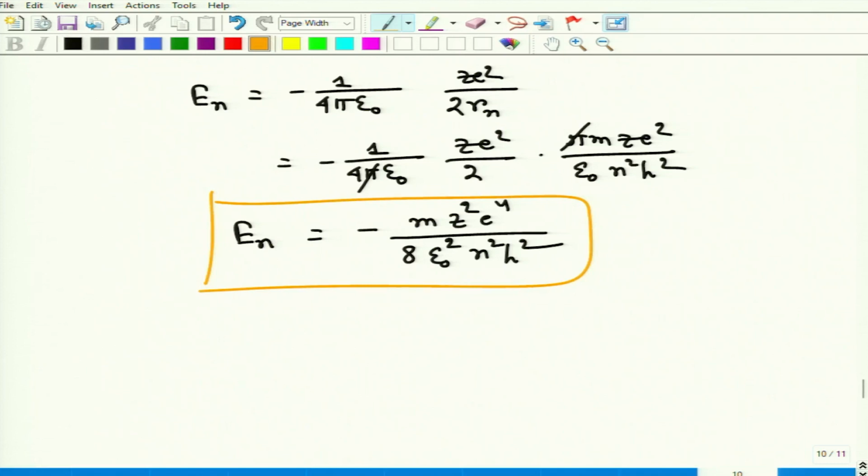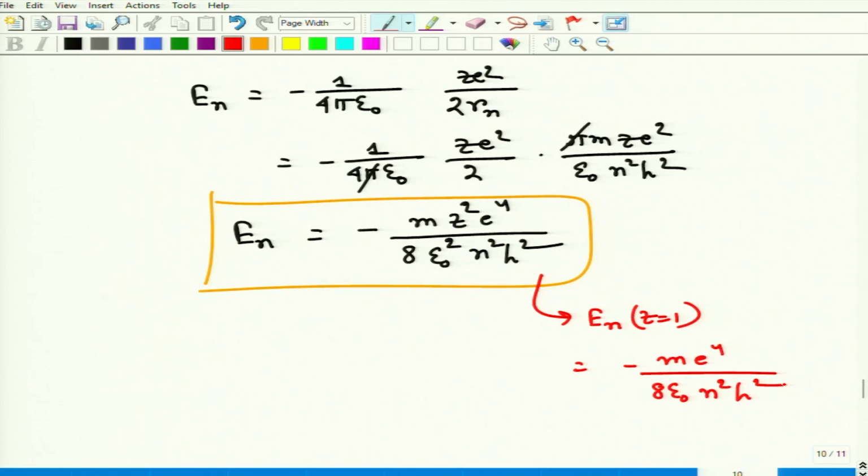So for hydrogen atom, what will be the energy? En for hydrogen atom means Z equal to 1. We have to just put Z equal to 1, then it will be m e to the power 4. We will discuss in detail in the next class for the hydrogen atom case, but let me stop here. This is the general expression of the energy.